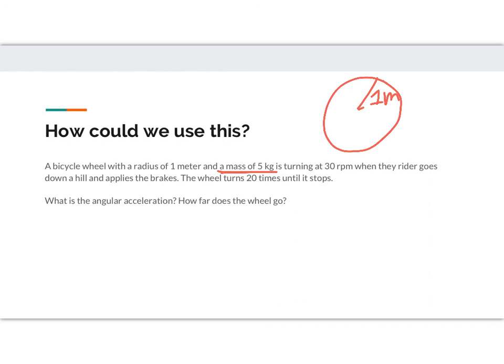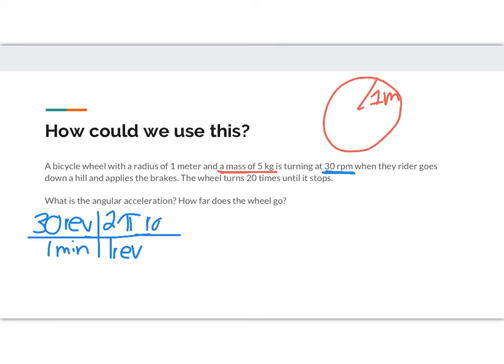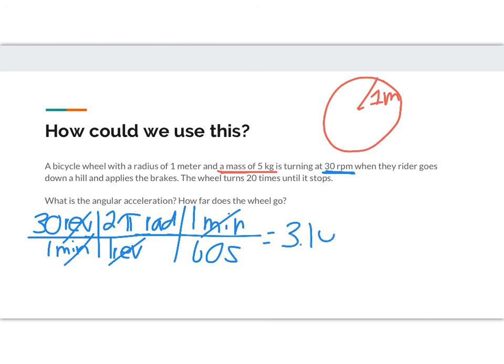So first, we need to take this 30 RPM, which is our speed, and we need to put it in radians per second. So 30 revolutions per 1 minute. In 1 revolution, we have 2 pi radians. These two cancel. And then in 1 minute, I have 60 seconds, and these two cancel. So that is going to give us 3.14 radians per second.